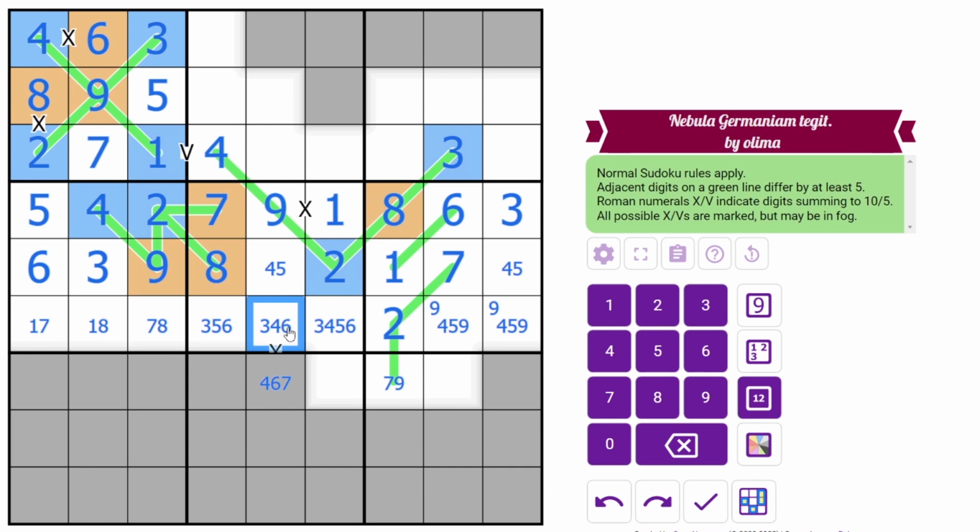This cannot be 4 for sure. Because see, where is 6? 6 is either here or here. So the moment you put 4 here, it will be accounted by 6 and there is no X here. So this is definitely not 4.